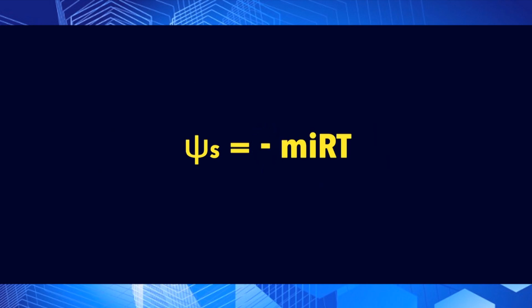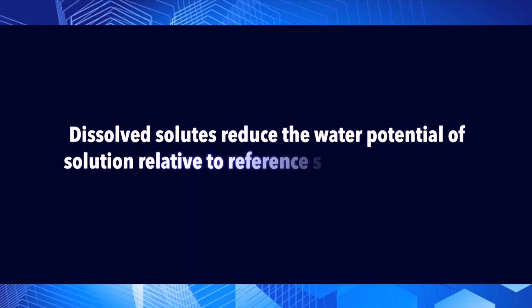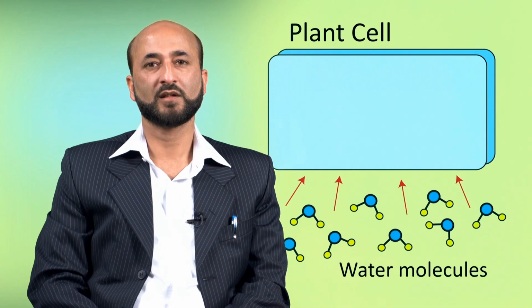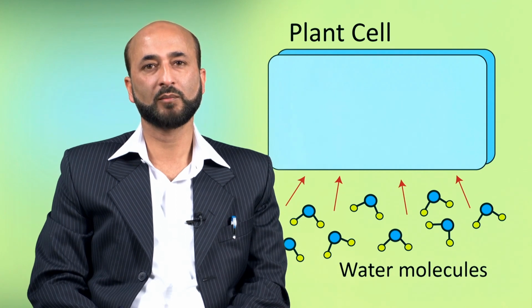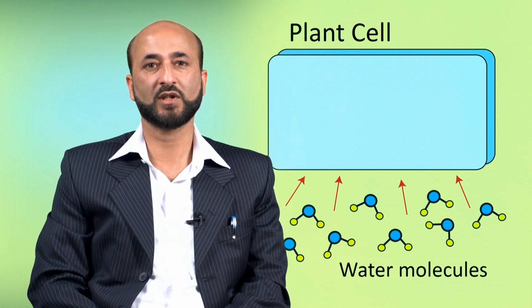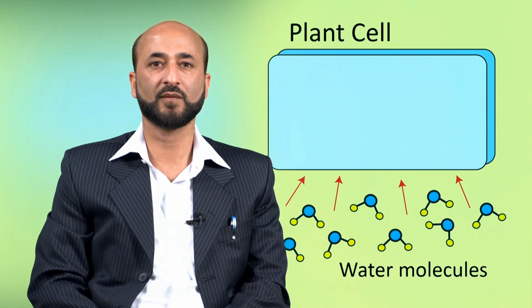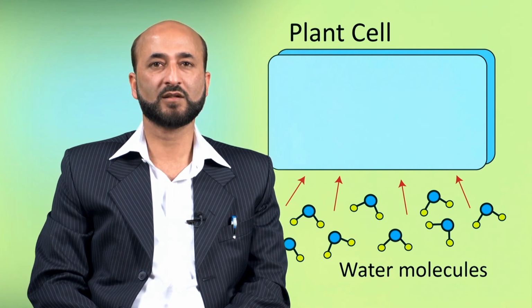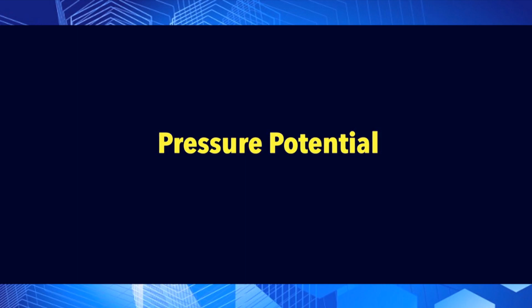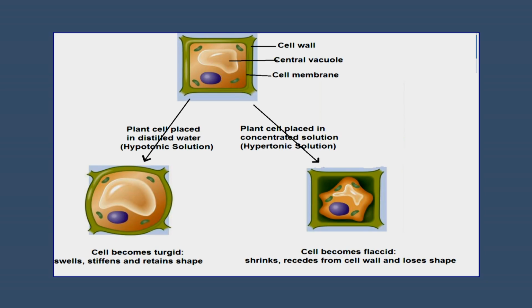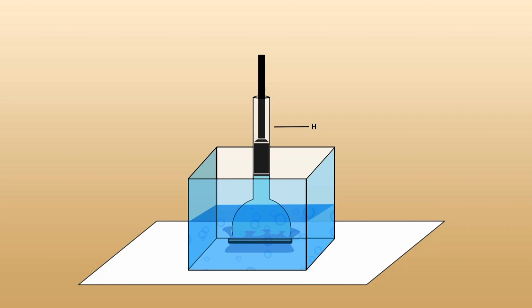The minus sign indicates that dissolved solutes reduce the water potential of a solution relative to the reference state of pure water. Thus, solute potential is the amount by which water potential is reduced as a result of the presence of solute. The next component is pressure potential. When a cell, which also serves as an osmotic system, is placed in pure water, there occurs endosmosis, just like that in the laboratory osmometer.